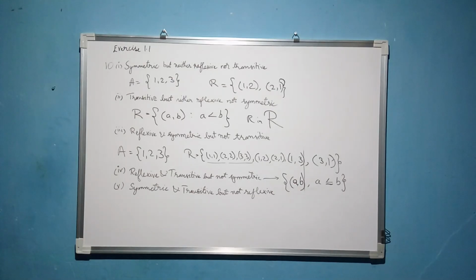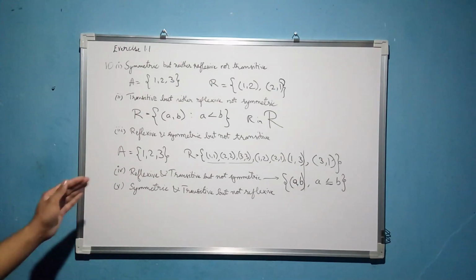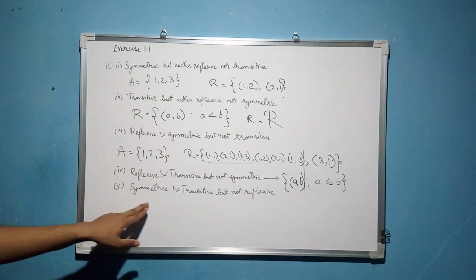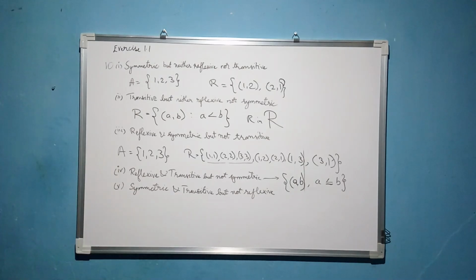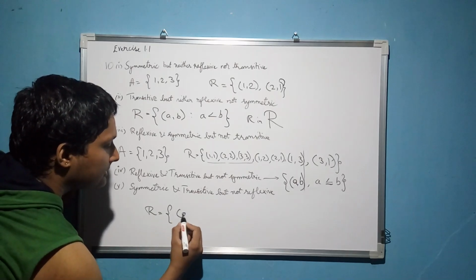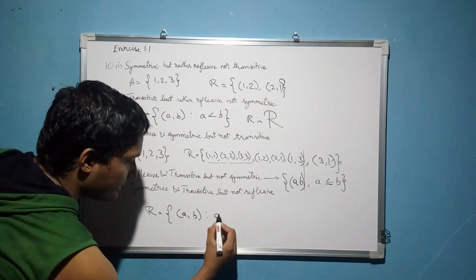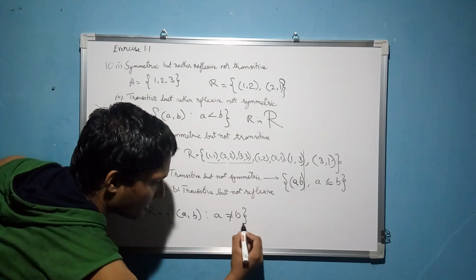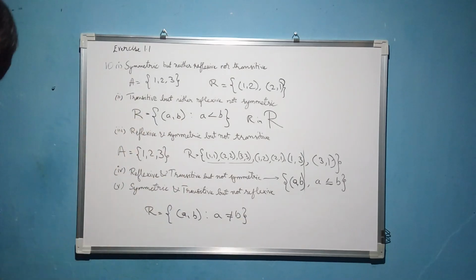Now for the fifth question, we need an example of a relation that is symmetric, transitive, but not reflexive. So we just give a condition such that it cannot be reflexive. Say R is a relation (a,b) such that a is not equal to b. If a is not equal to b, it can never be a reflexive relation. So surely it is a symmetric and a transitive relation. That is the simpler way to show that it is not reflexive.